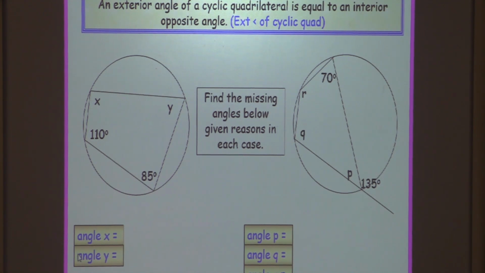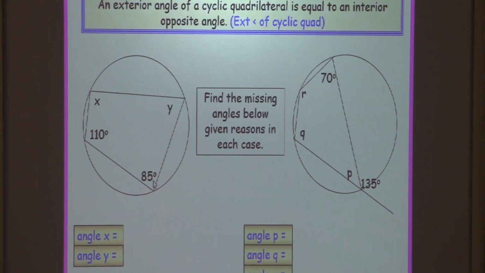Let's look at angle x. What do we have here? We've got a cyclic quad. All right, let's work it out. I know that this angle plus this angle give me what? 180. Reason: sum of opposite angles of a cyclic quad.